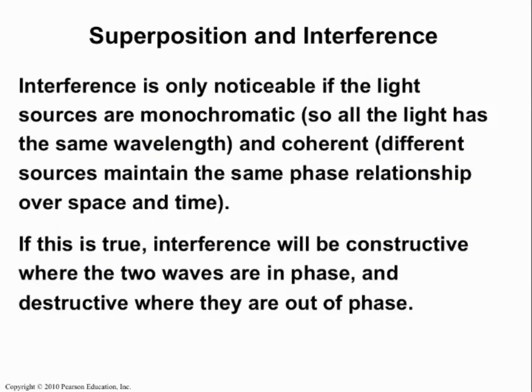Interference is only noticeable if the light sources are monochromatic, so all the light has the same wavelength, and coherent, meaning different sources maintain the same phase relationship over space and time. And the best way to get monochromatic and coherent light is laser beams. Laser beams are one color, and that means that whatever electromagnetic radiation comes out of the laser beam is of the same wavelength and coherent. It means that they're all in the same phase. All those light beams that come out are in the same phase. Now, if this is true, interference will be constructive where the two waves are in phase and destructive where they are out of phase. This is true of light waves. It's true also of any wave.